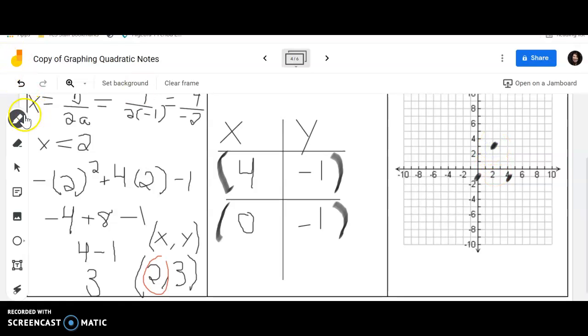There we go. And so when we make our parabola, it should look about like this. If it was done professionally, it would look the same on both sides, but it's hard to do it on the Jamboard.